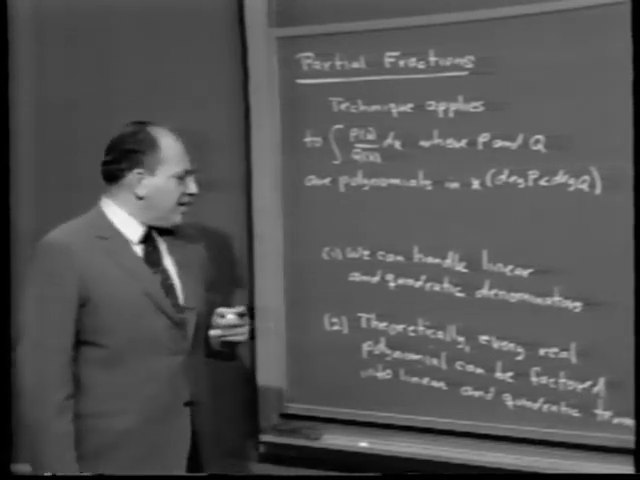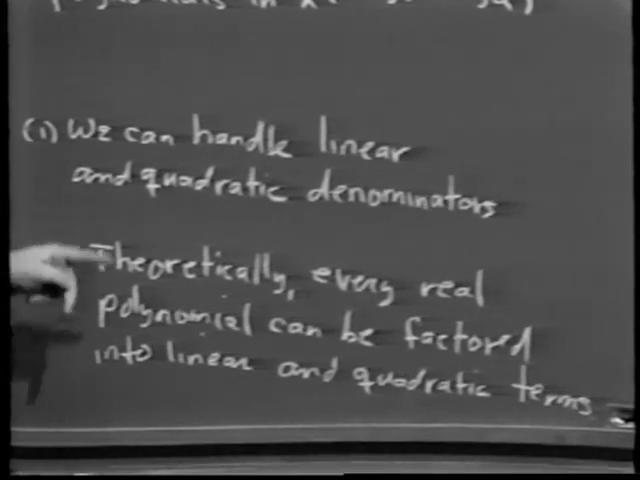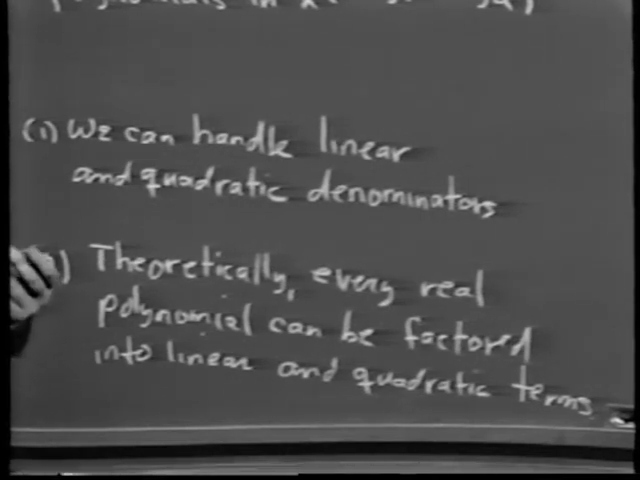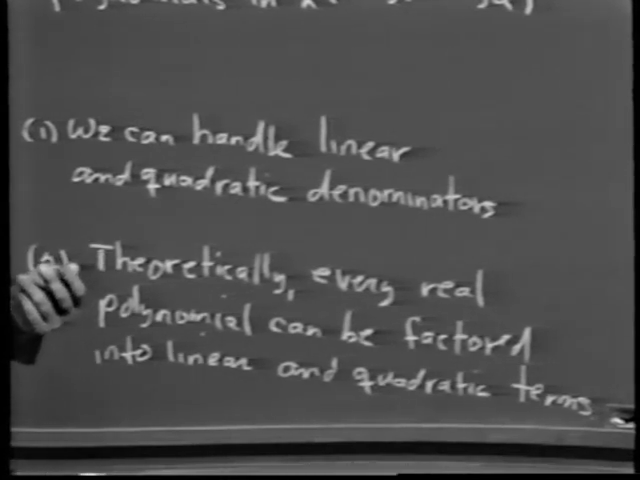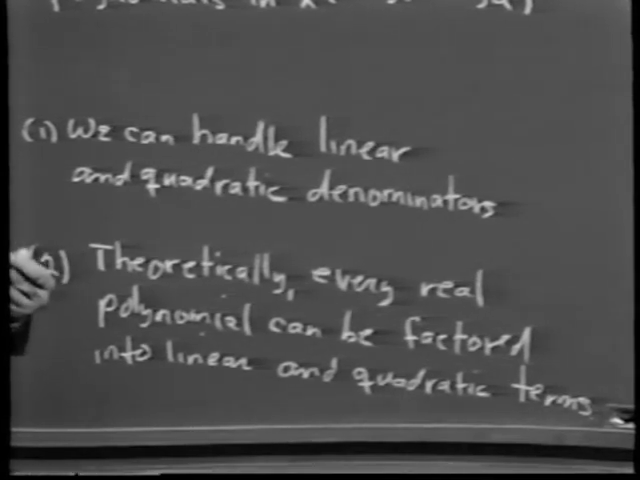The first thing is that we saw in the last lecture that we can handle denominators if they involve nothing worse than linear and quadratic polynomials. In other words, we know how to integrate something like dx over x plus a constant. We know now how to integrate dx over ax squared plus bx plus c. So we know how to handle that type.